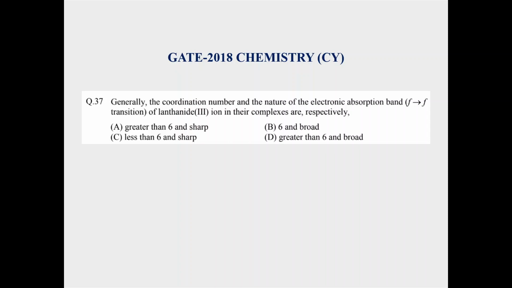So we will now discuss question number 37 from the same paper. The question is, generally the coordination number and the nature of electronic absorption band, that is f to f transition, of lanthanide 3 plus ions in their complexes are respectively: option A, greater than 6 and sharp; option B, 6 and broad; option C, less than 6 and sharp; option D, greater than 6 and broad. Okay.